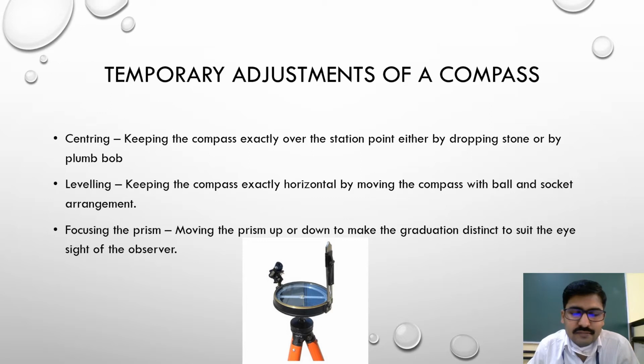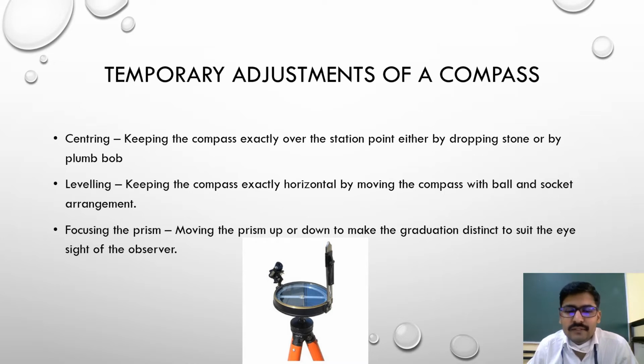The first temporary adjustment is centering. Centering means keeping the compass exactly over the station point. So if I am going to measure the bearing of one line, you should keep the compass exactly at the beginning point or the end point of that line. To keep the compass exactly over a point, it is possible only by carrying out the centering work.